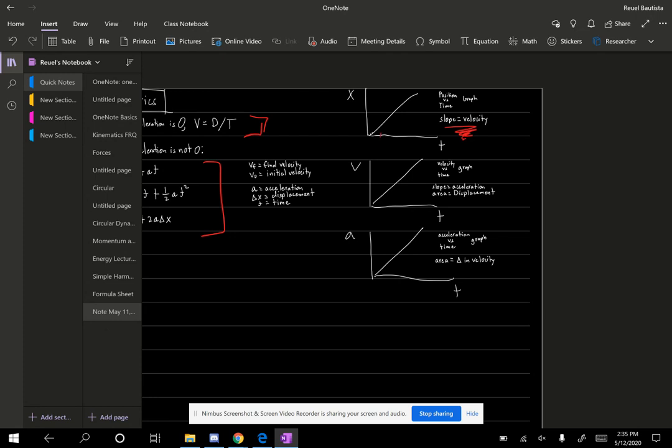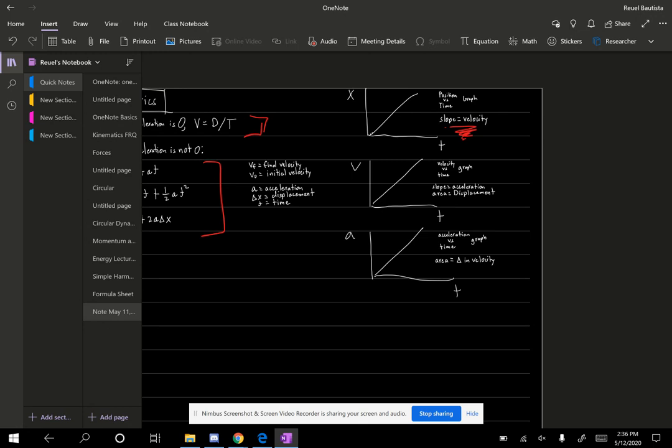But if the graph is curved like this or like this, then there must be an acceleration. There must be a change in velocity because the slope is changing in these kinds of graphs. Okay, so again, the slope tells us velocity. If the slope is the same throughout, if it's a linear line, that means there's no acceleration. But if the slope is not constant, if the slope is getting steeper and steeper, or less steep and less steep, or flatter and flatter, then we know that there is an acceleration, whether it be a positive acceleration or a deceleration.